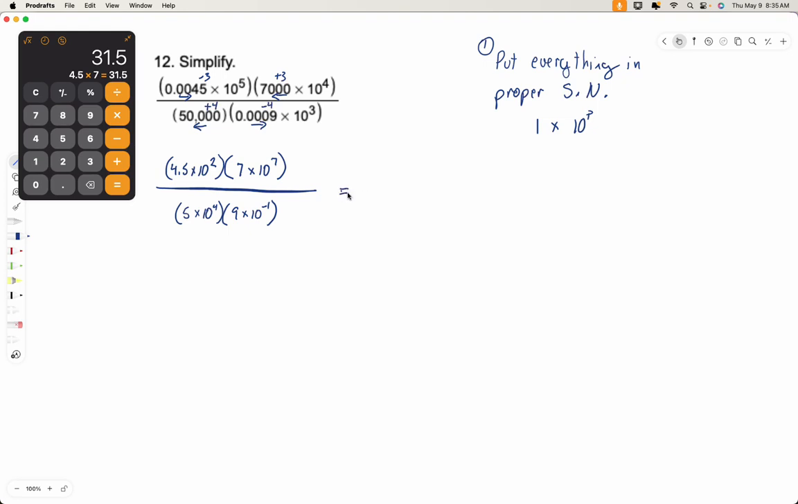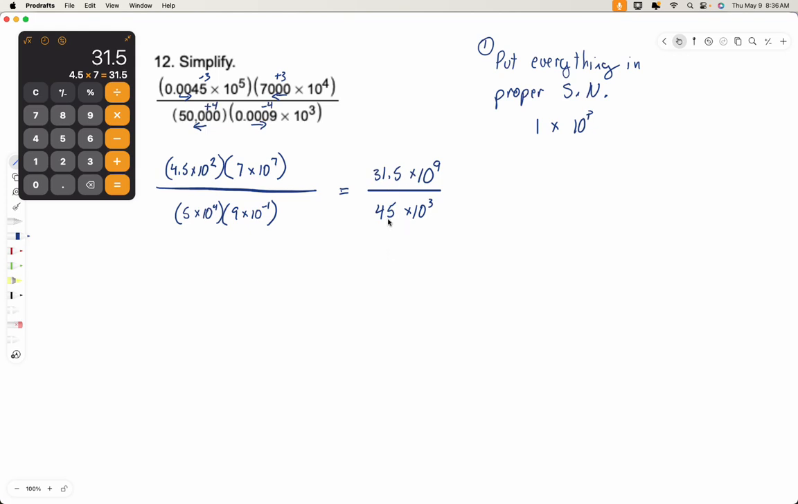So that equals 31.5 times 10. And then we have the exponents. Whenever we multiply bases, the exponents are added together. Positive 2, positive 7, that's a positive 9, right? Now, I'm going to multiply 5 times 9. I know what that is. That's 45 times 10. And I have a positive 4 and a negative 1. That's going to be 4 minus 1 is 3.